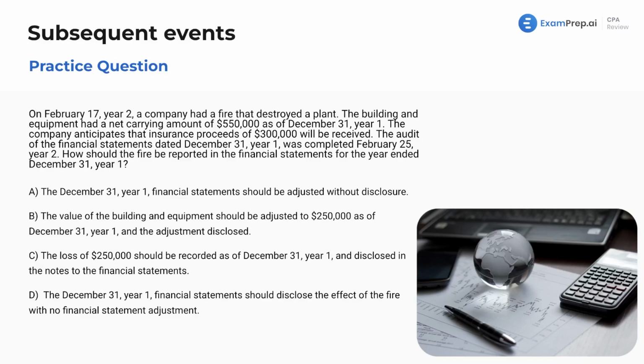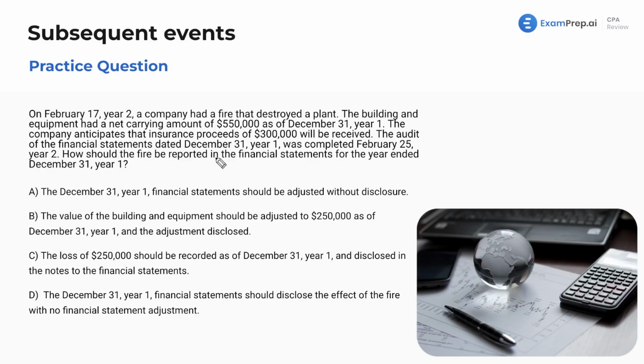On February 17th, year 2, a company had a fire that destroyed a plant. The building and equipment had a net carrying amount of $550,000 as of December 31st, year 1. The company anticipates that insurance proceeds of $300,000 will be received. We've got an audit with year-end December 31, year 1, that was completed February 25th, year 2. As we're reading all this, we should be considering, okay, when did this actually happen? When should it be disclosed? Is this within our subsequent event evaluation period? Lots of items to keep in mind.